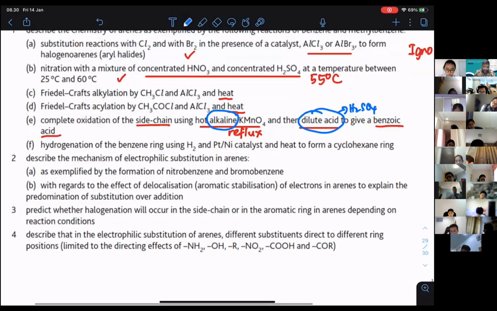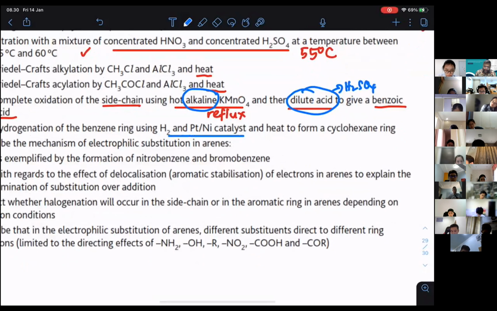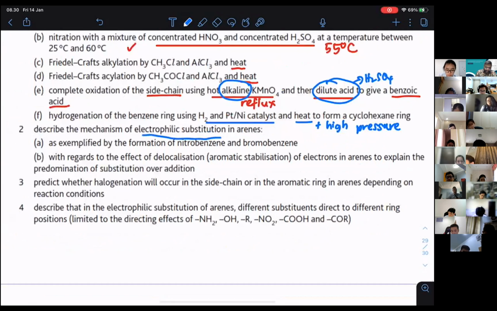Now hydrogenation of the benzene ring using the catalyst, this is quite common. Additionally you need to include heat, and I also include high pressure. And then you are going to get cyclohexane. And then I have described the mechanism of electrophilic substitution.